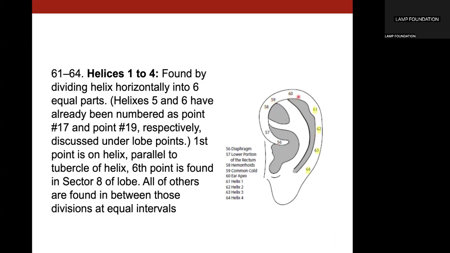Then we have points 61 to 64 are helices 1 to 4. This is found by dividing the helix horizontally into 6 equal parts. Helices 5 and 6 have already been numbered as point 17 and 19, discussed under the low points. The first point is on the helix, parallel to the tubercle of the helix. The sixth point is found in sector 8 of the lobe. All of the others are found in between those divisions at equal intervals.